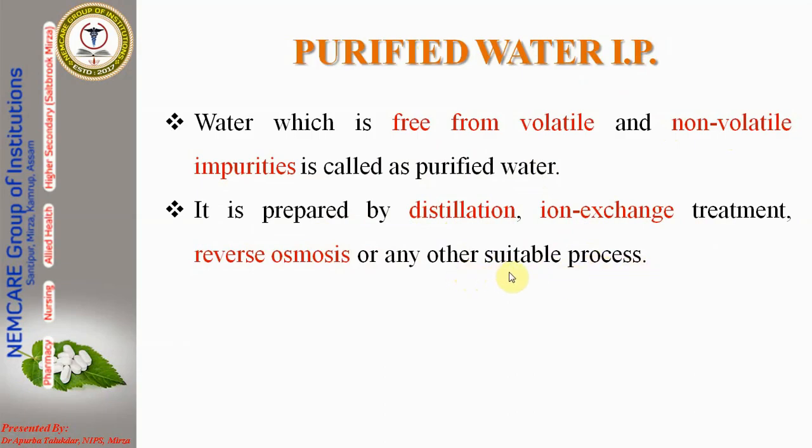This purified water can be prepared mainly by distillation, ion exchange, or reverse osmosis, which is mainly used in most of the water purifiers nowadays, or any other suitable process by which we can remove the volatile or non-volatile impurities from the water, and that can be used to prepare the purified water.